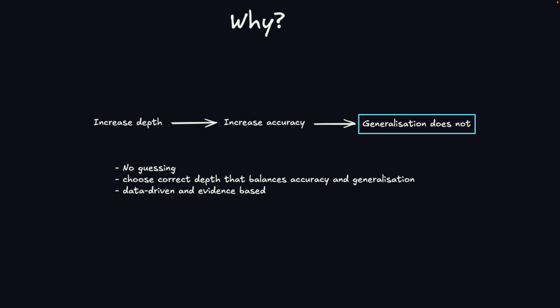So what we need is a way to choose the correct depth, which is our hyperparameter. We need a way to choose the correct depth that balances accuracy and generalization. We want high accuracy, at the same time we want our model to be generalized enough so it performs well on unseen data. And the choice that we make has to be data driven and evidence based. We don't want to guess. So we'll be able to make a better choice for our hyperparameter, in this case our decision tree depth.